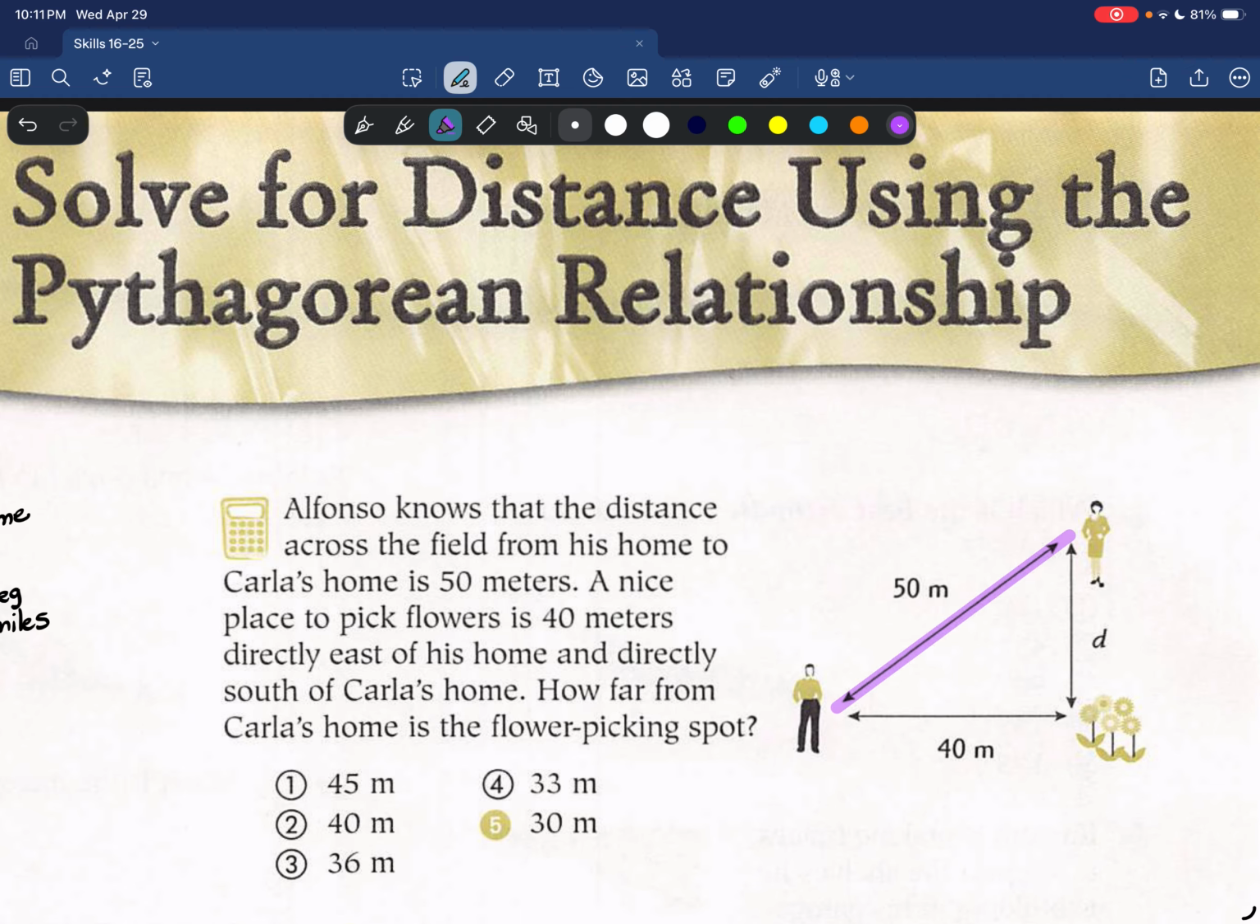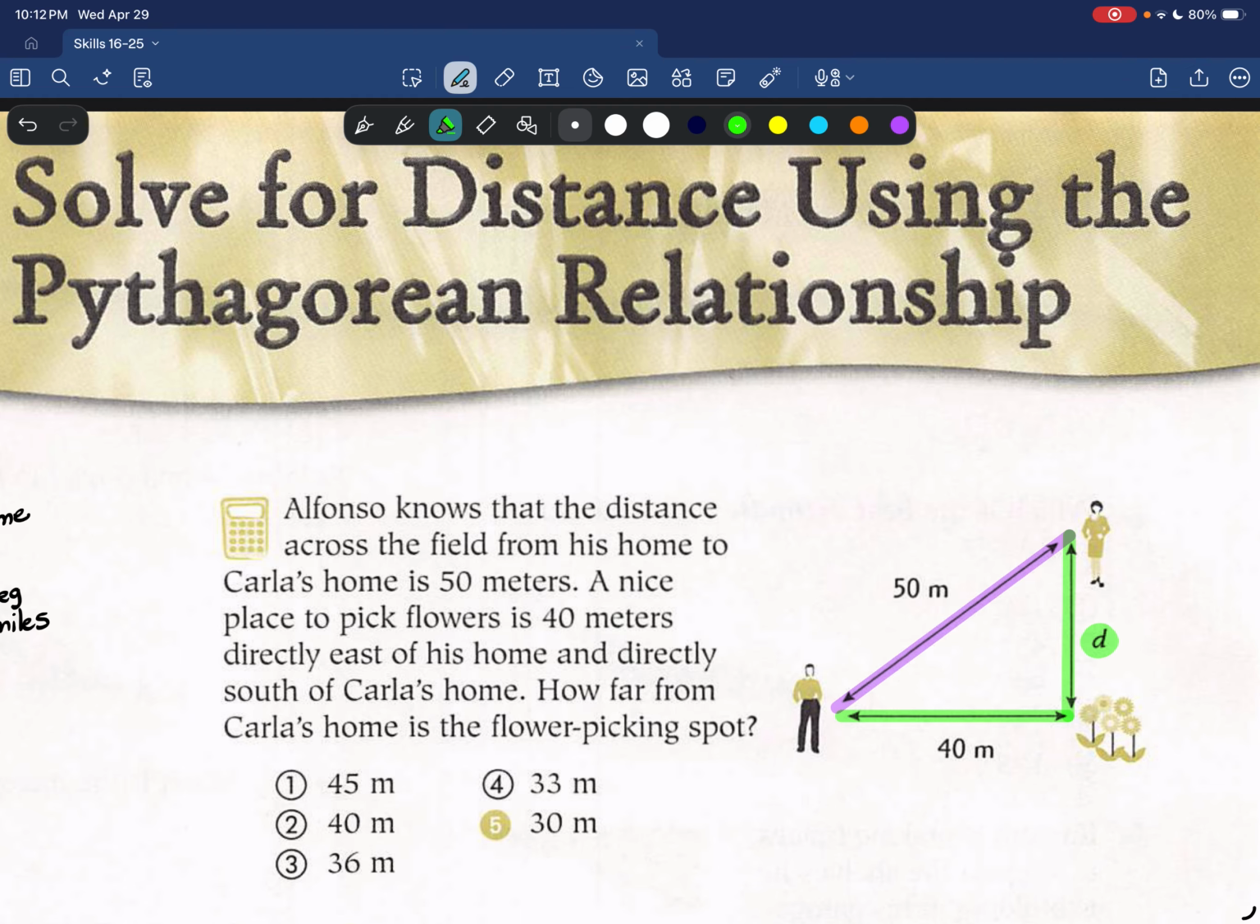A nice place to pick flowers is 40 meters directly east of his home. So here's Alfonso, and here's the flower spot, and directly south of Carla's home. How far is Carla's home? How far from Carla's home is the flower picking spot? So we're looking for D here.